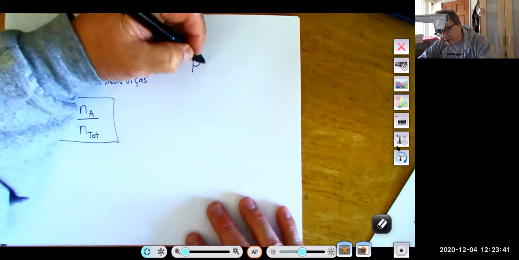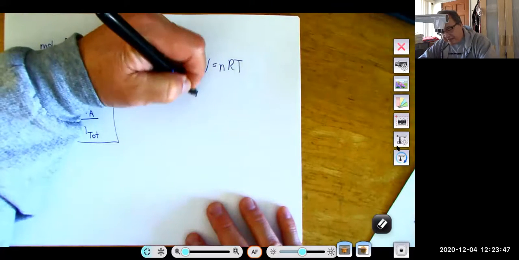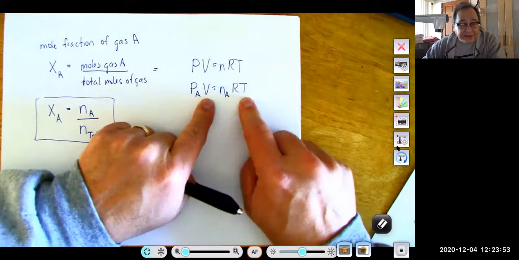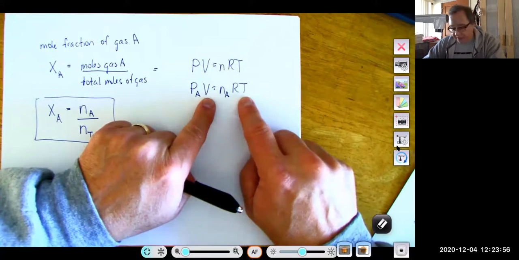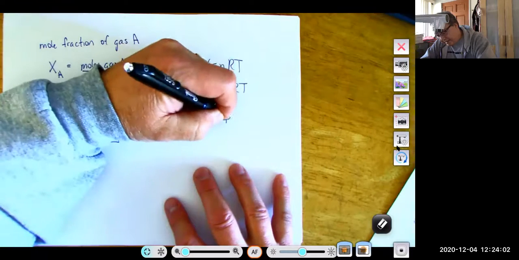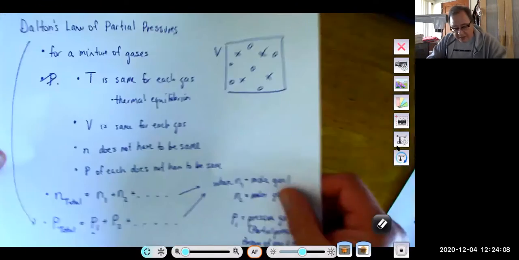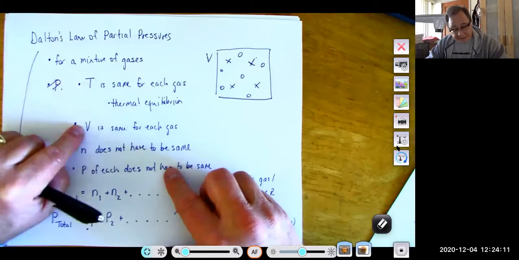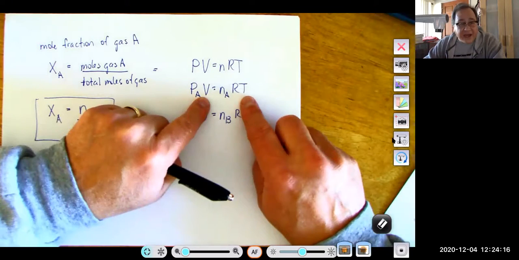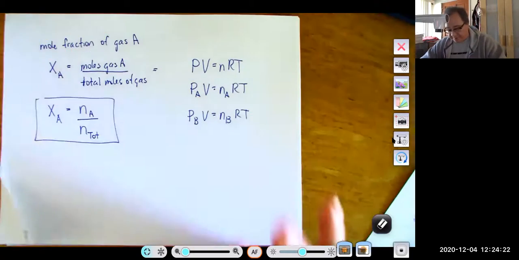If we have PV equals nRT, and if we have P sub A V equal to N sub A RT, you'll notice I did not put T sub A and V sub A. The reason I didn't do that is because when we look at this equation for B, the V's are the same and the T's are the same. Remember back here where I say T is the same for each gas and V is the same for each gas? So in this case, I don't want to say V sub A because that makes me think that the volume is different than for B. They are the same volume.